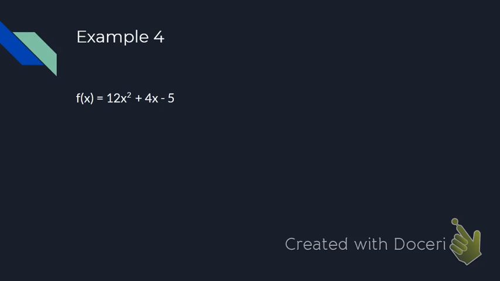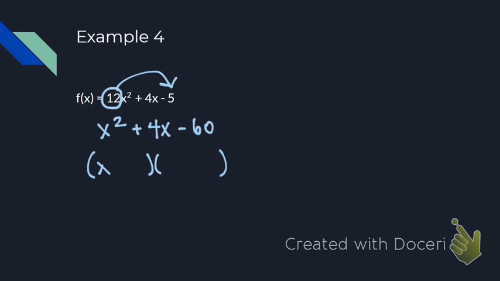Okay, example 4. I don't want to factor with the 12 in front, so I'm going to kick it out to the back: x squared plus 4x minus 60. So when I do my 2 sets of parentheses, the only option is x times x for x squared. The last sign's a minus, so I get to put a plus and a minus. Then I need to figure out what adds to 4 that multiplies to 60.